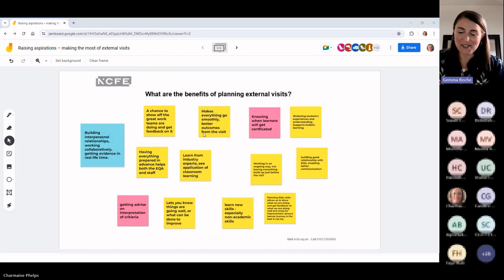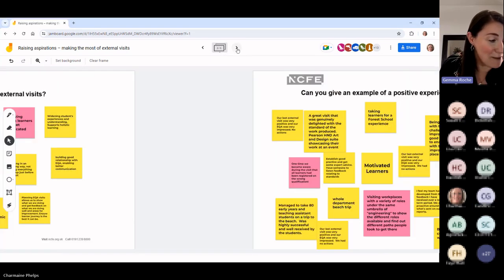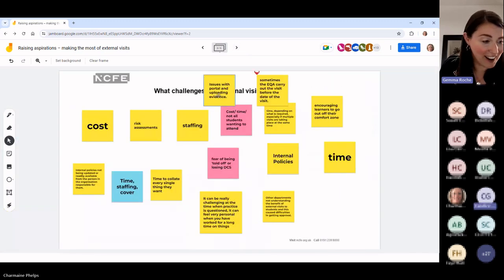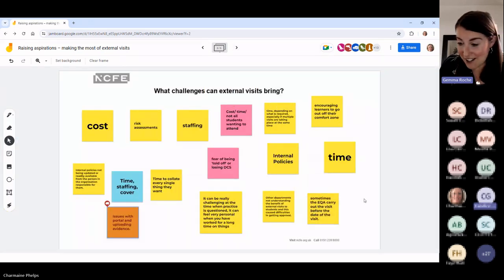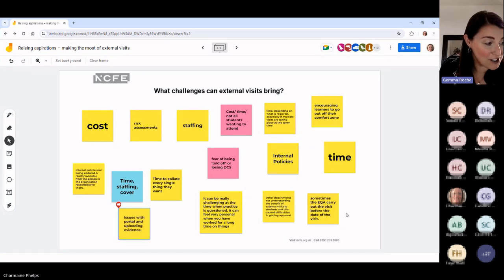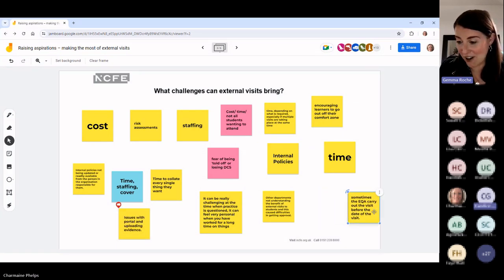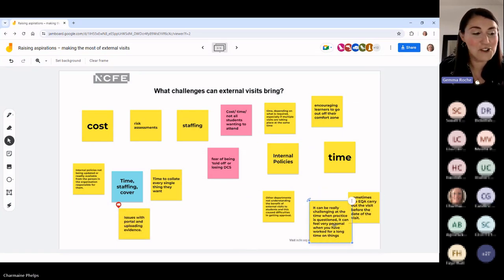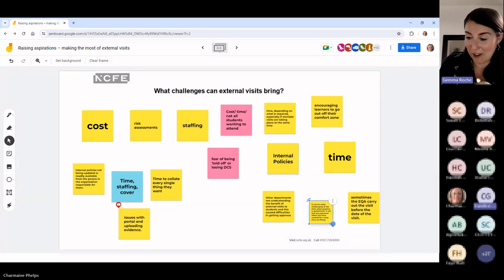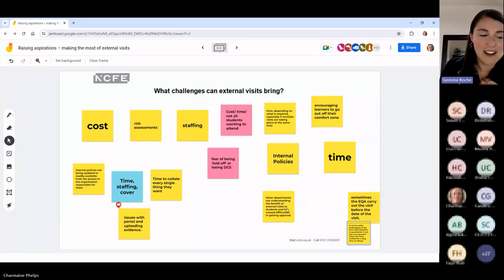Okay, so thank you so much for sharing those things. I've gone through some positives already, and I'm also looking at the challenges, so you can flick through the Jamboard as well to see if anything resonates with you. In challenges, we've got things like staffing, internal policies, cover, encouraging learners to go out of their comfort zone, cost. They're all things that I'm hoping we can address in this session. It is a very short session, just an hour, but I'm hoping we can touch on some of those points today. So thank you so much for sharing.